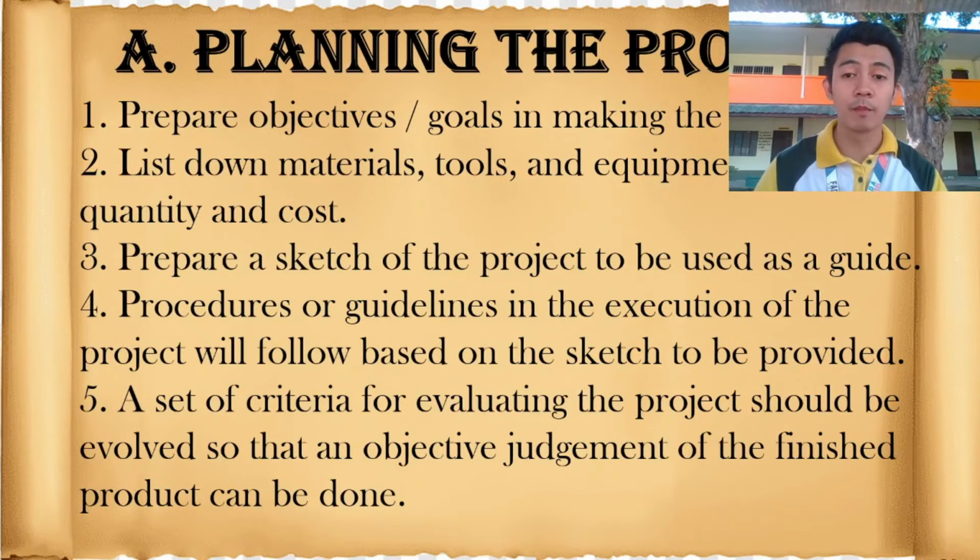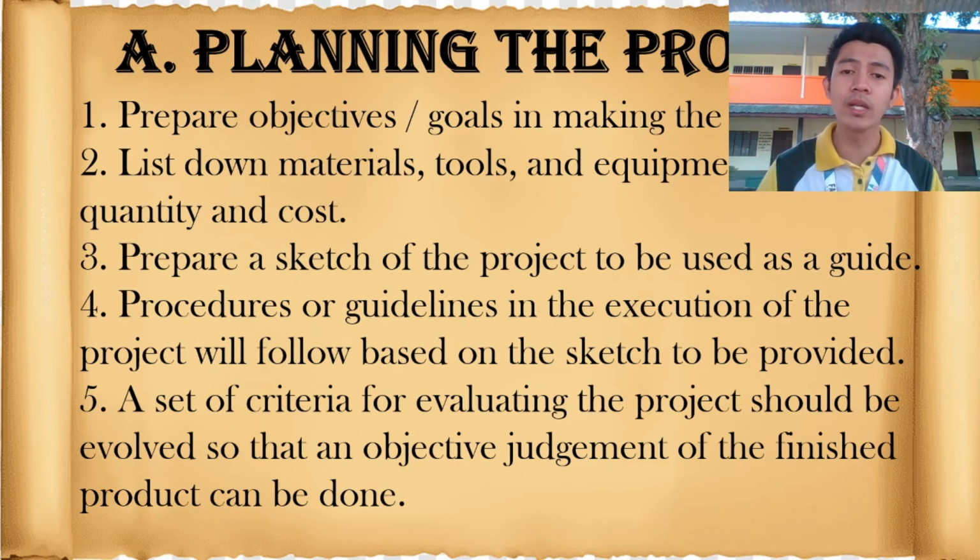Alright? Planning the project. These are the things that you need to consider in making the project plan. Number 1, prepare objectives, goals in making the project. This is necessary since objectives defined in the project will serve as a reminder of what will be considered in the process of executing the project. Like what I've said before, objectives are very important, guys, when we are making a project plan, because it is our basis, no? These objectives are the things that we want to happen or accomplish when making a project plan.